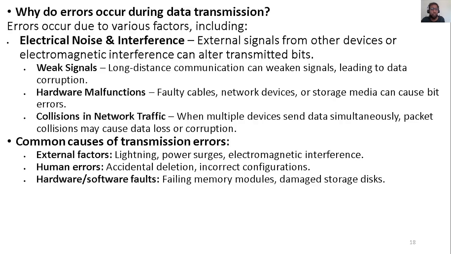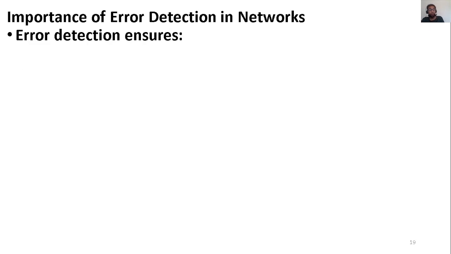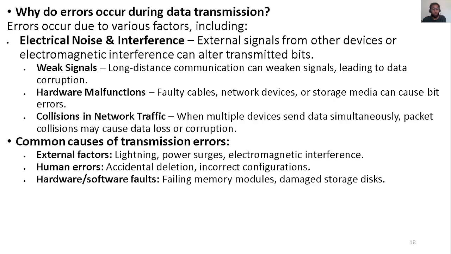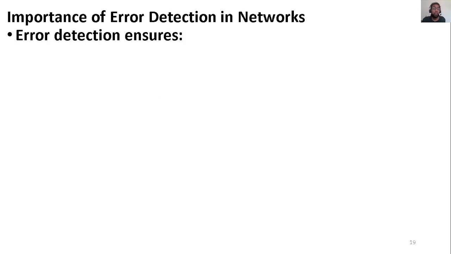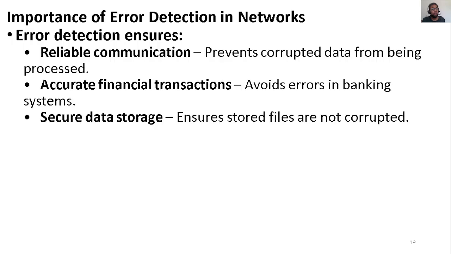Common causes of transmission errors. External factors: lightning, power surges, electromagnetic interference. Human errors: accidental deletion, incorrect configurations. Hardware and software faults: failing memory modules, damaged storage disks. These are basically common causes of transmission errors. Okay, now the importance of error detection. Error detection helps in reliable communication, accurate financial transactions, and secure data storage.